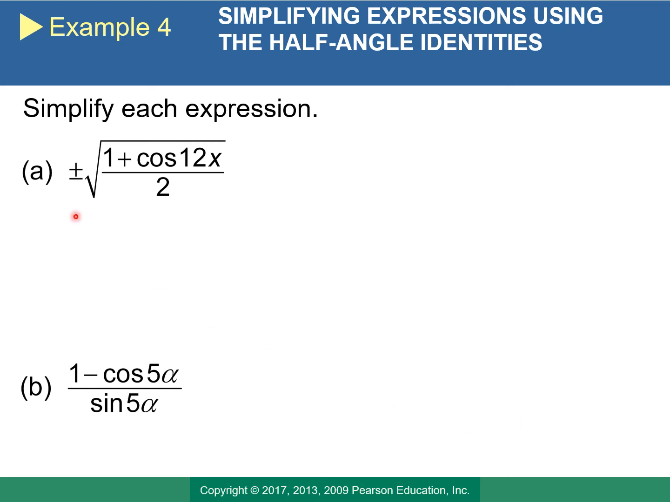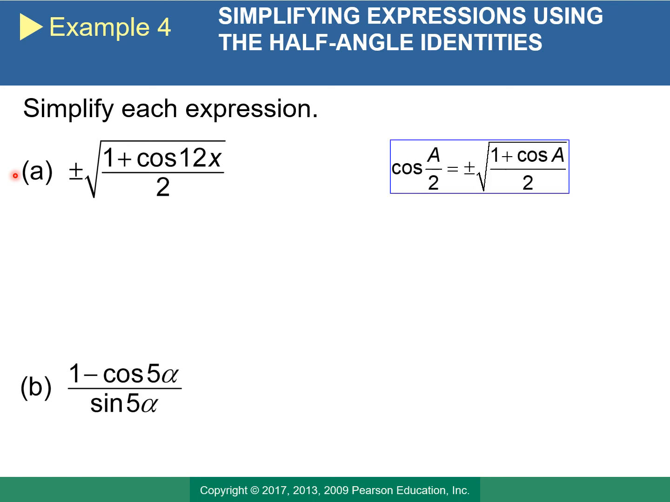In this example, we're just going to simplify the expressions. Now, before I show you how to do this one, just look at the first one, part A, and hopefully it looks familiar based on what we've talked about so far. This looks like one of our formulas, and I'll remind you which one. It is the cosine half-angle formula.